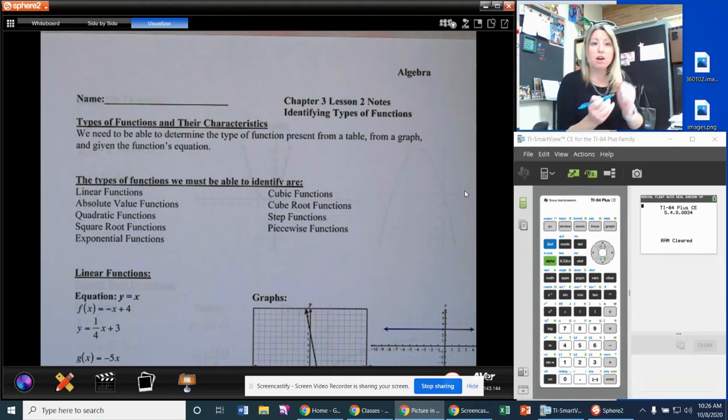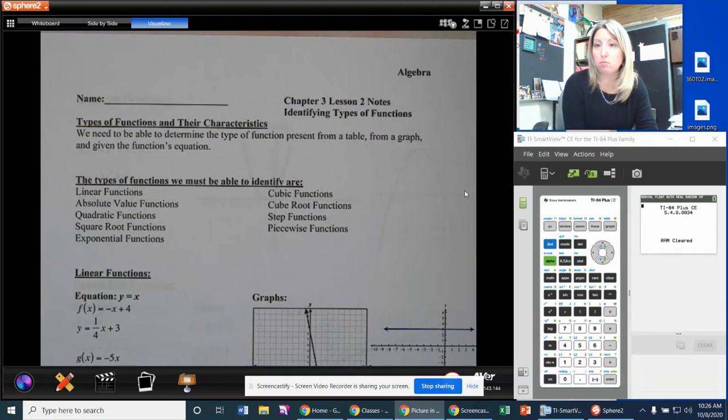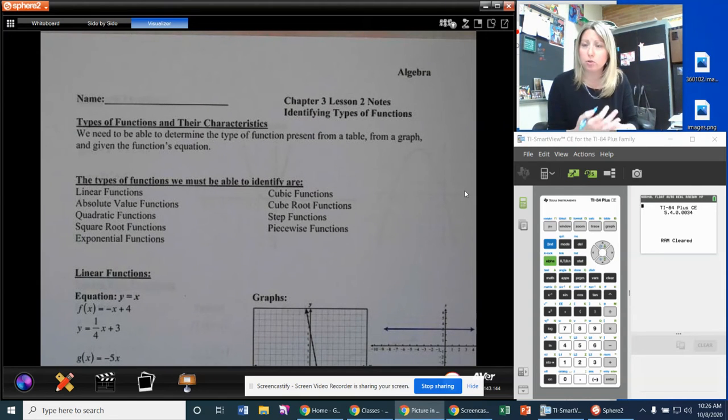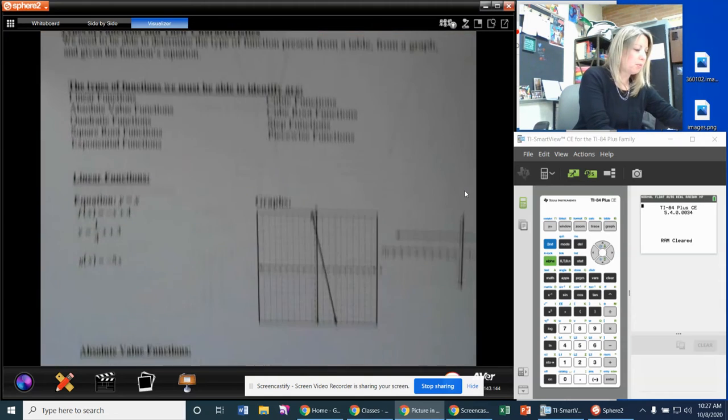So there are 9 types of functions that we need to be able to identify based on their equation and their picture. And this is just something we're going to have to be able to do. There's really not notes that you're taking for this. It's just looking at the equations and the pictures, and then the homework will be matching those things up with the correct thing. Okay? So let's start with linear functions.